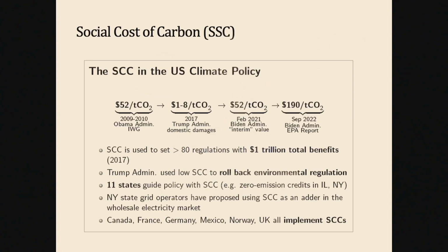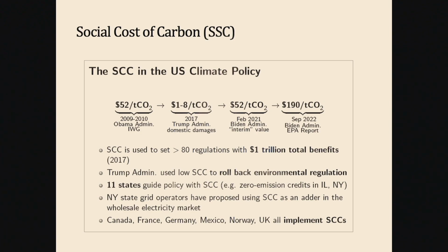One more slide here on the damages, and this is in the context of what we call the social cost of carbon. And social cost of carbon is very important. It finds its way into federal regulation by the Environmental Protection Agency. Anything that has a cost or benefit associated with climate change or greenhouse gas emissions is going to use this social cost of carbon. And you can see over time, during the Obama administration, where it was first really implemented in policy, $52 per metric ton. During the Trump administration, it went down to between $1 and $8.